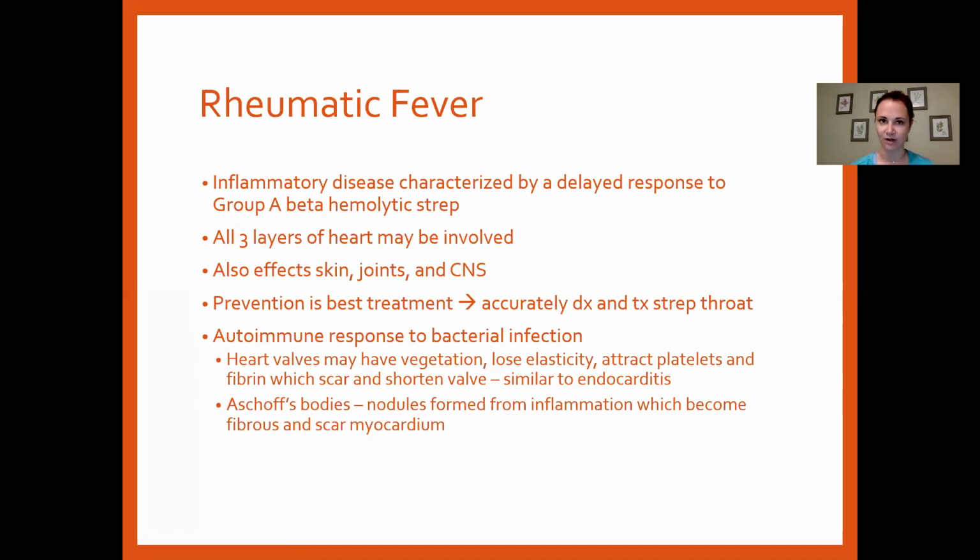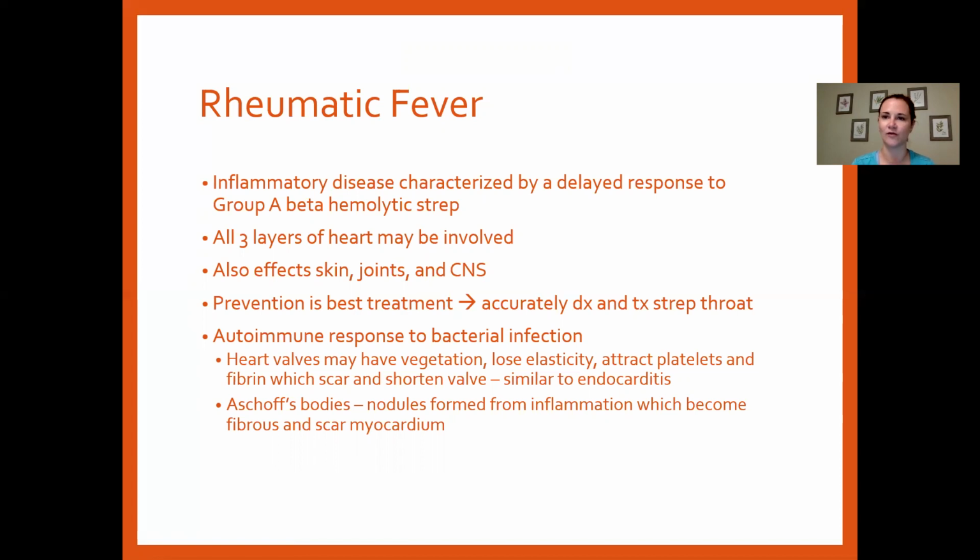Prevention is the best treatment, obviously. If we know and educate on how to accurately diagnose and treat strep throat, then it won't ever progress to rheumatic fever because the cause is from strep throat. But if patients don't know that they have strep throat, it goes ignored, they don't get treatment, they don't take their antibiotics, then that bacteria doesn't just go away on its own like we know that a virus would. Bacteria has to have that antibiotic to fight back. So it will just progress.